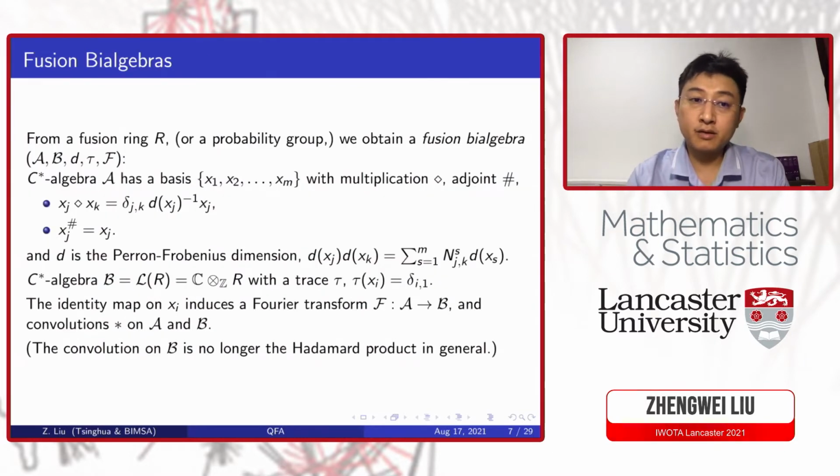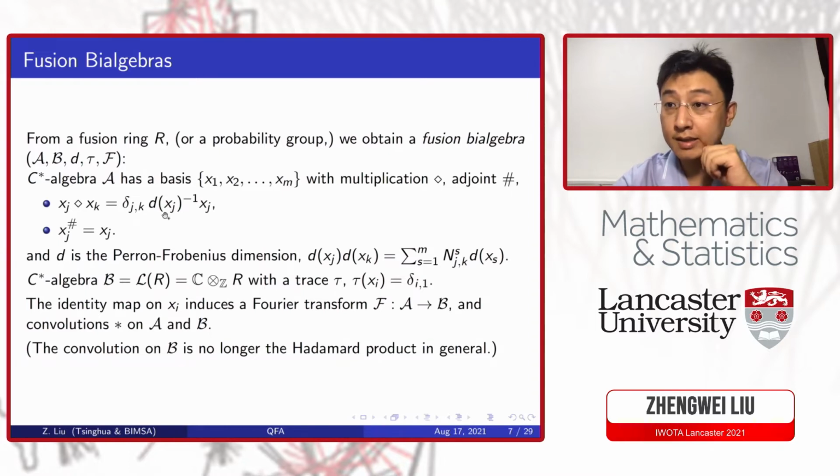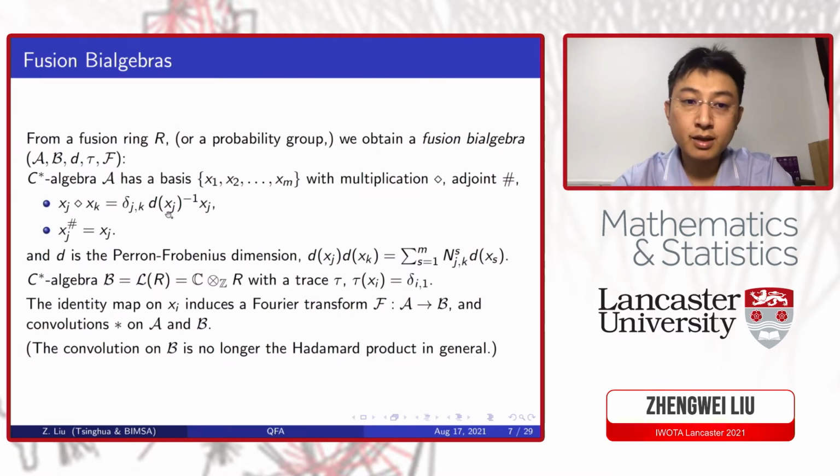Now for this fusion ring, like our probability group, we obtain, again, two algebras, which we call the fusion bialgebras. One is the functions on the ring or the group, and one is the group algebra or the ring algebra. It's defined in a similar way. And for the ring, we will have an additional scalar to normalize the multiplication, because its definition is slightly different from the probability group. And this scalar is called the Perron-Frobenius dimension. It's the unique positive character of the fusion ring.